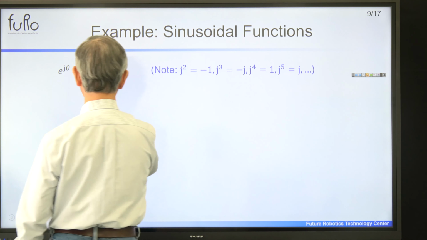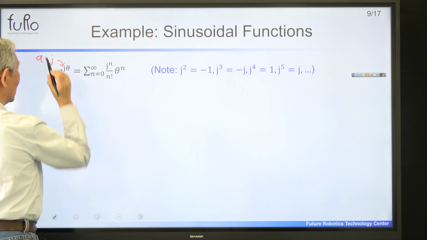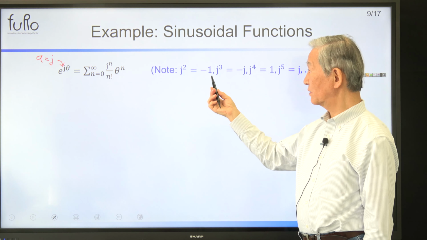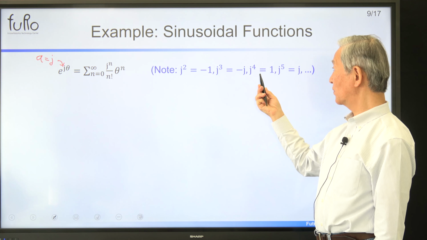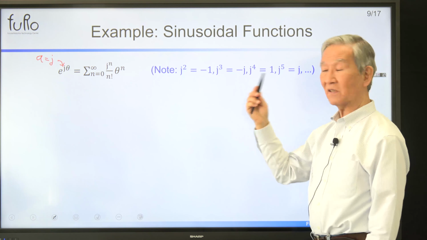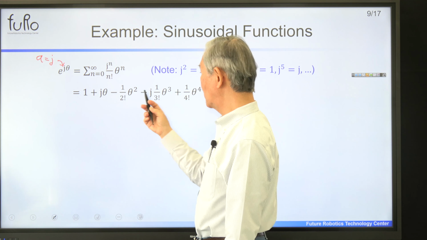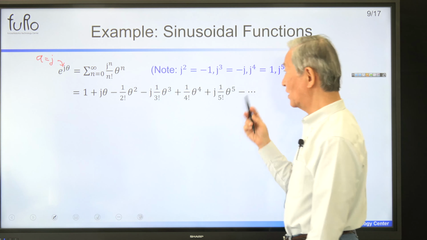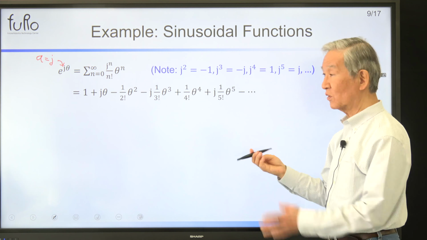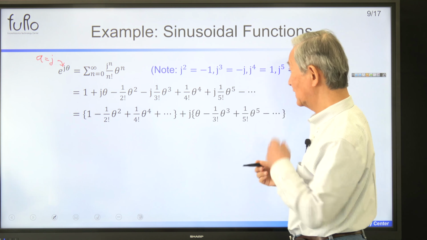Well, we had e to the a theta, so let's set a equal to j. Of course, we know that j squared is equal to negative 1, j cubed is equal to negative j, the fourth power is 1, the fifth power is j. Go back again. So it circulates. Therefore, this is 1, j, minus 1, minus j, 1, j, and so on. So we have real, imaginary, real, imaginary, real, imaginary. So we put together the real part and we put together the imaginary part. We get this one here.